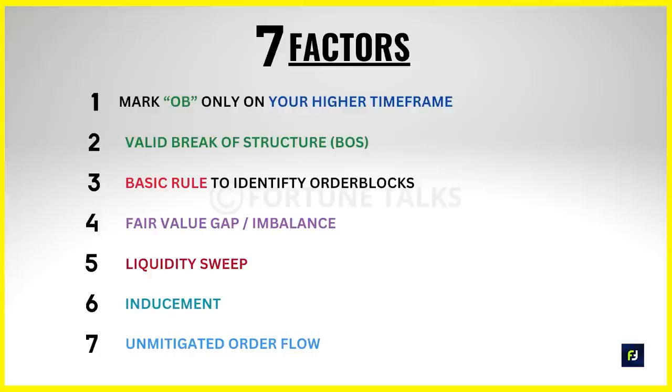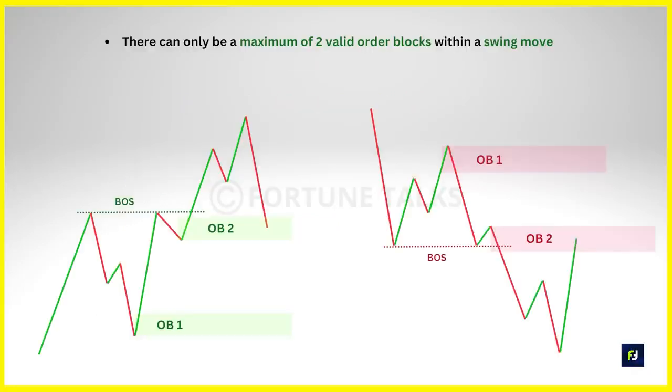Now, if you manage to identify and mark order blocks based on these 7 factors, then you will come to the realization that there can only be a maximum of 2 valid order blocks within a certain swing move. Also, the minimum number of order blocks within a swing move is 1. We will learn about these 2 valid order blocks very soon. But first, let us discuss in great detail the 7 factors for identifying and marking valid order blocks.